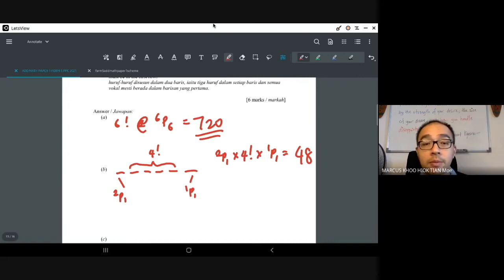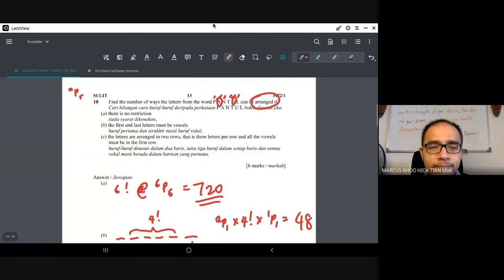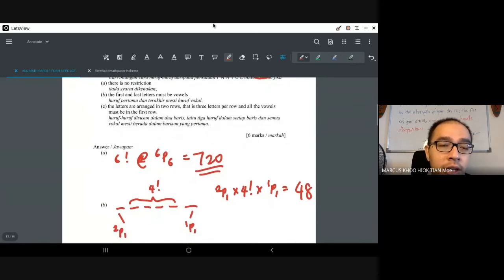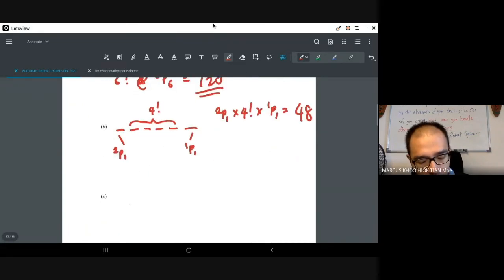Yeah, okay, it will give you about 48 ways to arrange if the first and the last must be... must be vowels. Okay, now the letters are arranged in 2 rows. Okay, 3 letters per row, and all the vowels must be in the first row. So 1, 2, 3, 4, 5, 6.